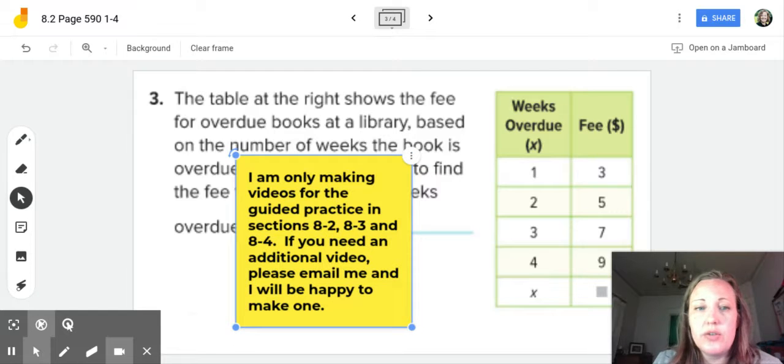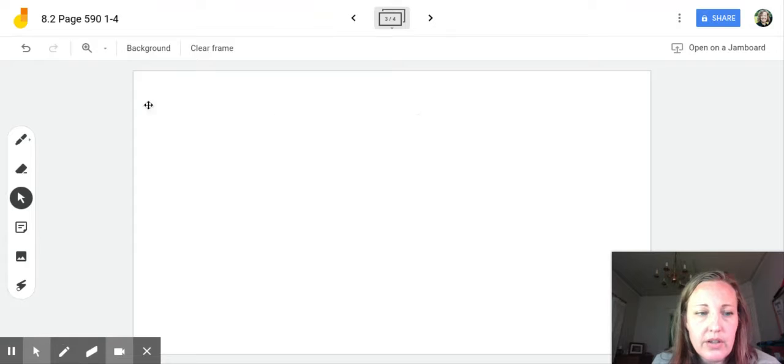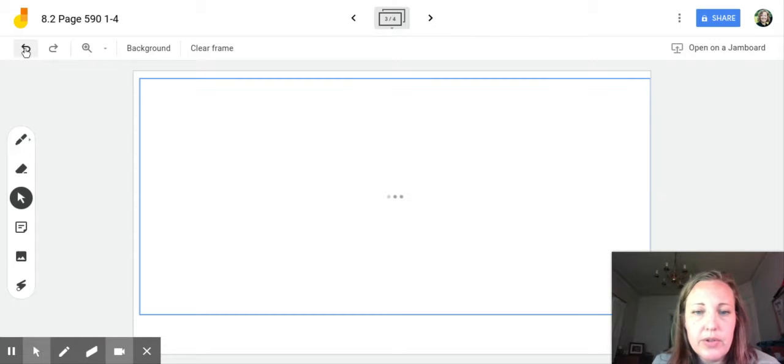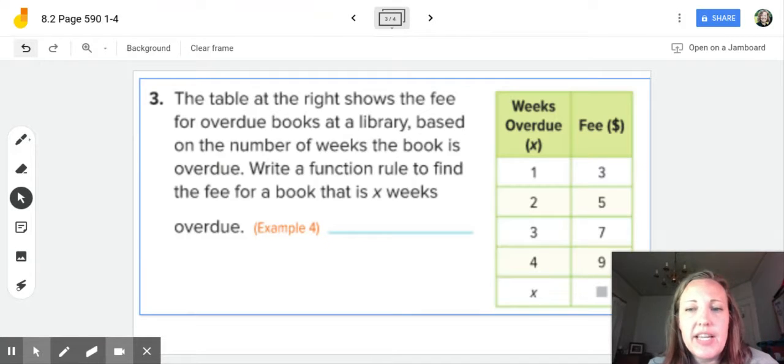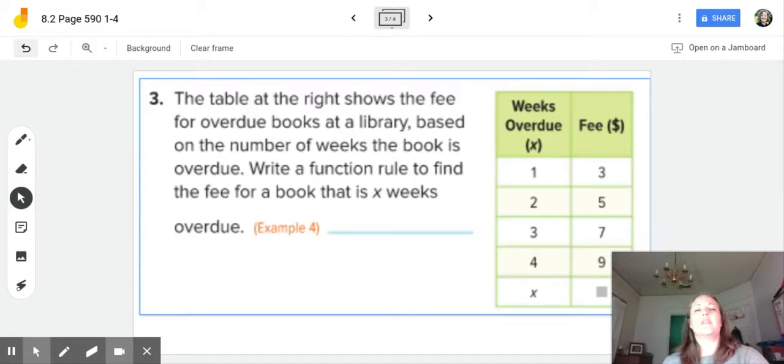Okay, so this one, number 3, it says, undo that, right? Just wipe the whole thing out. We've got a table here that shows the fee for overdue books at a library, based on the number of weeks that the book is overdue. So we're going to write a function rule to find the fee for a book that is X weeks overdue. So X is an unknown number, right?